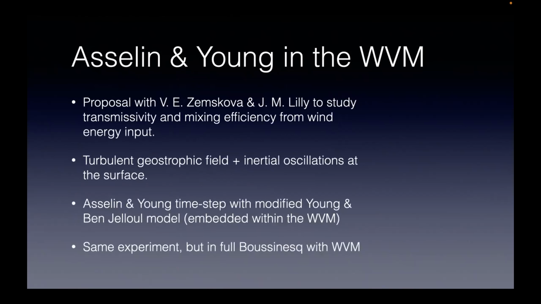So for a project with Barbara Zemskova, we set up in the wave vortex model a study done by Aslan and Young just a few years ago, where they spun up a turbulent geostrophic field in a semi-realistic stratification. They put in inertial oscillations at the surface. In their study, they time-stepped the model forward with a modified Young and Ben Jelloul model, which is a reduced dynamics. So it's basically a QG model coupled with near-inertial oscillations propagating through there.